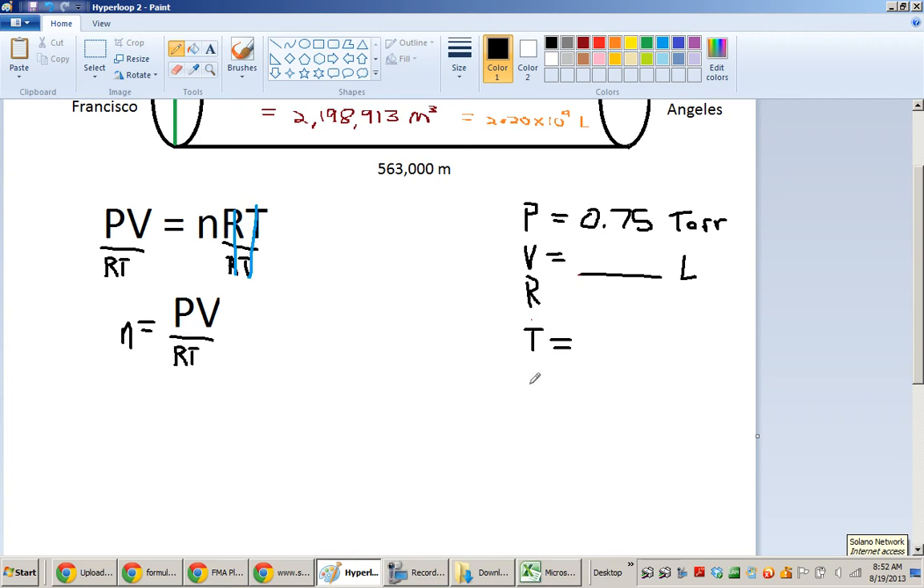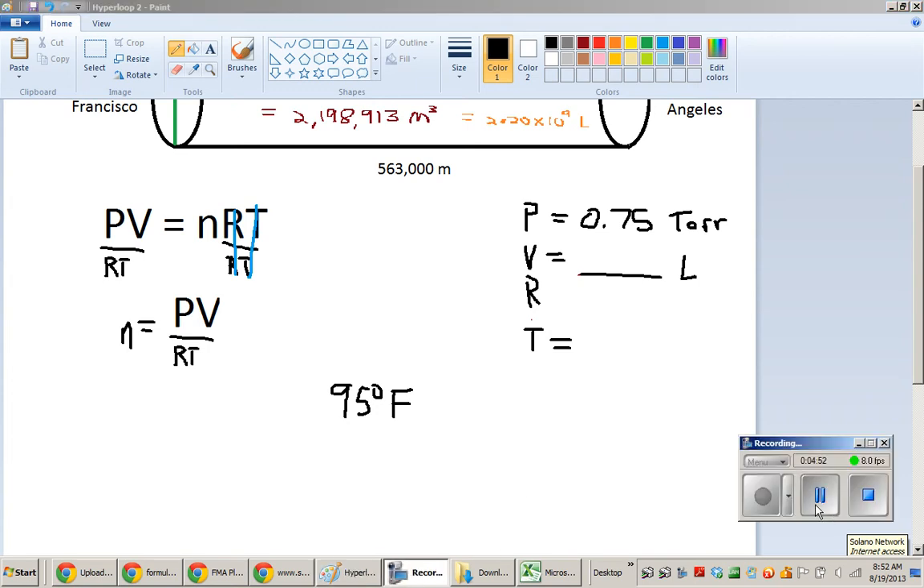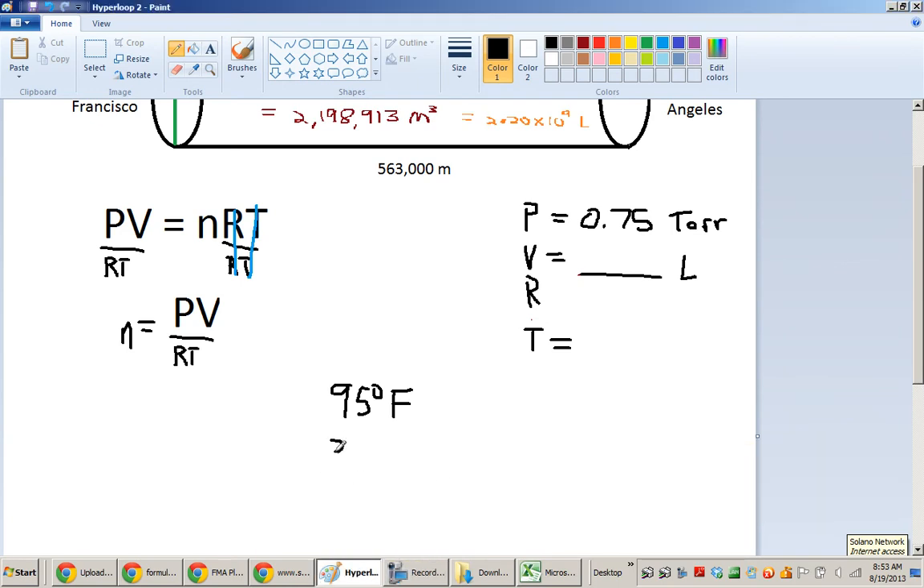So for temperature, I'm going to have some kind of temperature extreme, just to think about what the range would be. I'm going to say either 95 degrees Fahrenheit for a hot summer day, or how about 35 degrees Fahrenheit for a cool, almost freezing night in the winter.